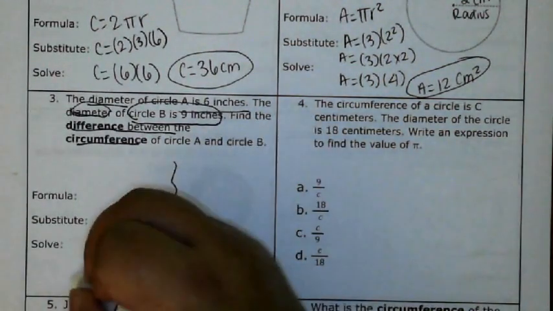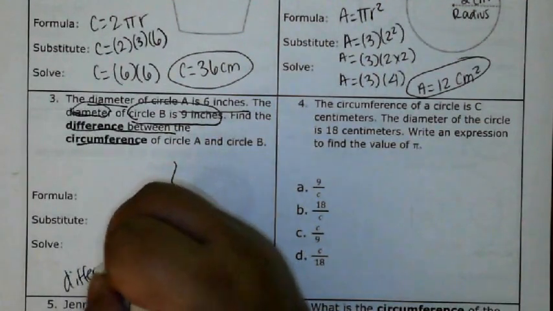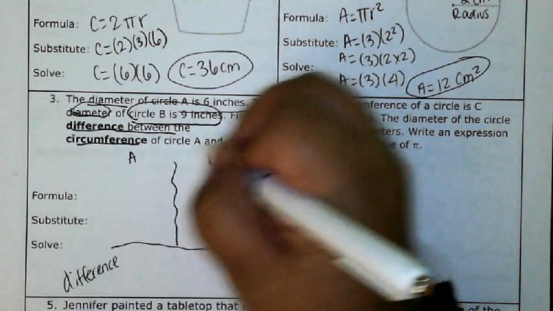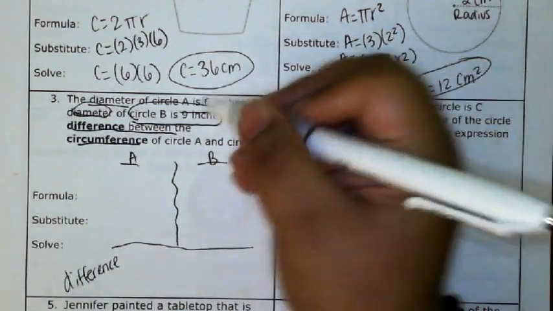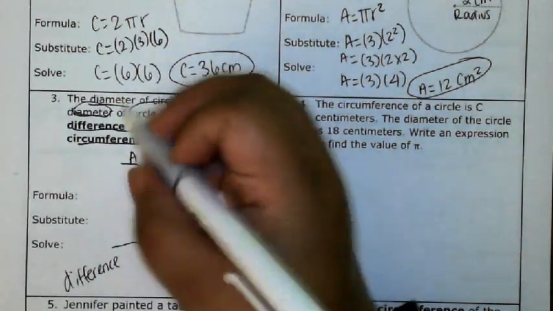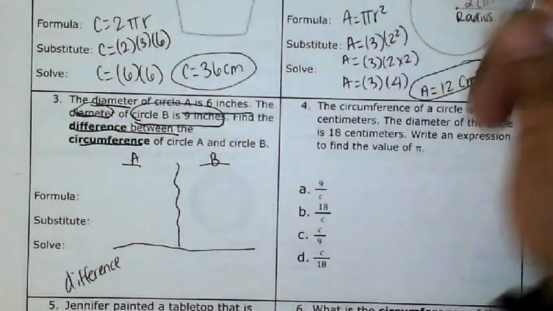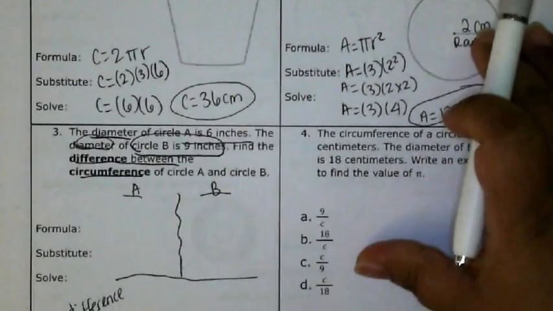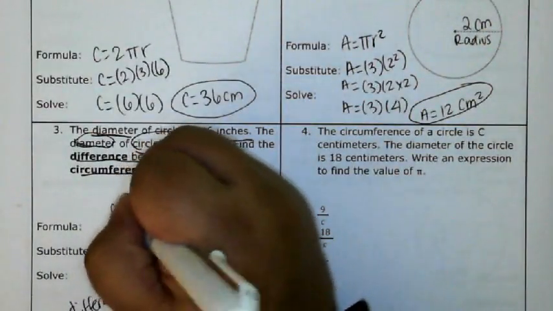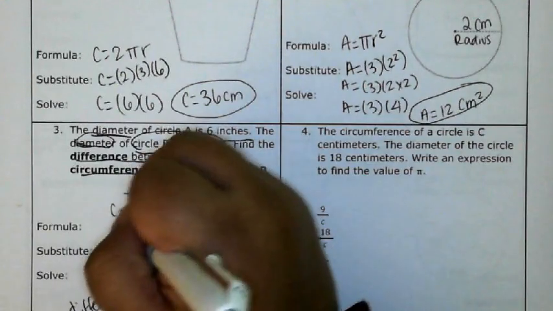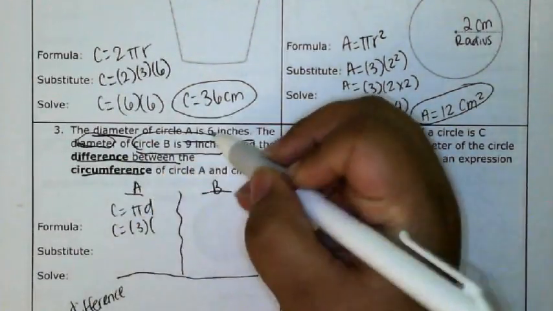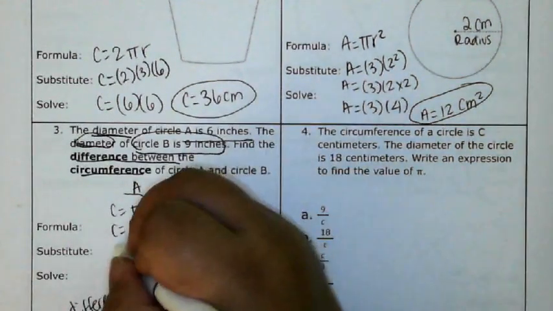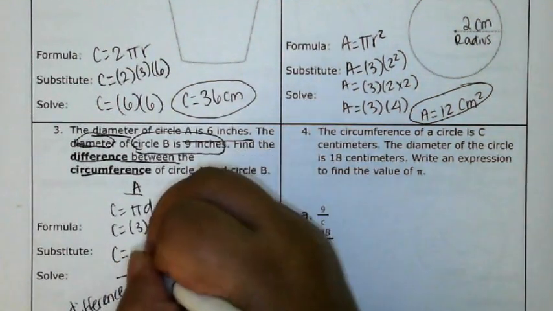This is going to be the difference, and this is going to be circle A, and this is circle B. Okay, so we're finding circumference. Remember, we have diameter, and if we have diameter, if I go back up here, we would use C equals pi times diameter. I know that pi is going to be 3. Diameter of circle A is 6 inches, so that is going to be 3 times 6, which is 18 inches.